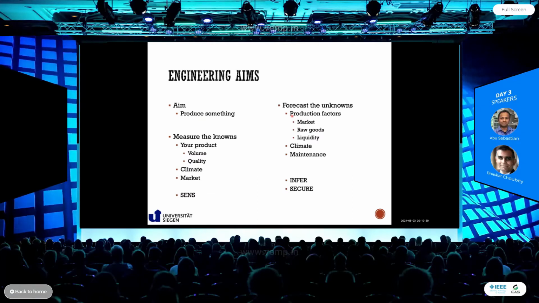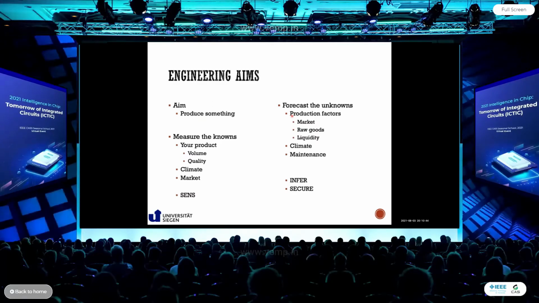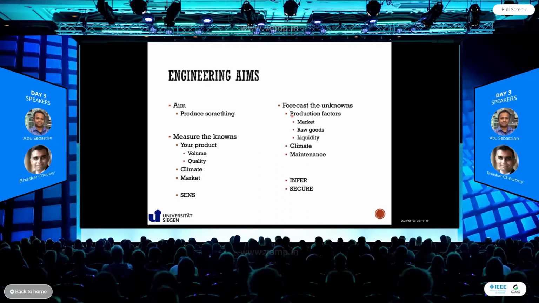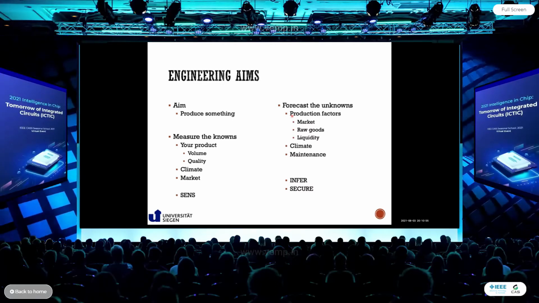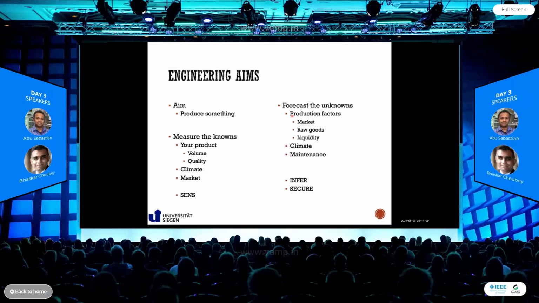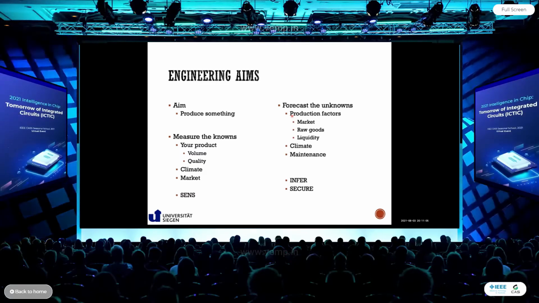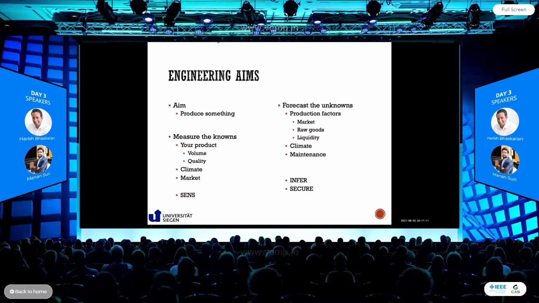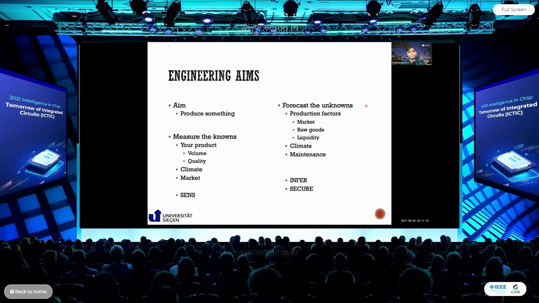The second thing one has to do is forecast the unknowns. And this could be production factors, what kind of market you are getting, the raw goods, the liquidity, once again, prediction of climate, prediction of what maintenance would be required for your manufacturing tool. So these activities would come under what I would call inference, or securing the production line of your management. Now, for the last 2 days, we have been talking quite a lot about inference. We have data. How do we extract meaningful information out of this data? And that is a key problem.